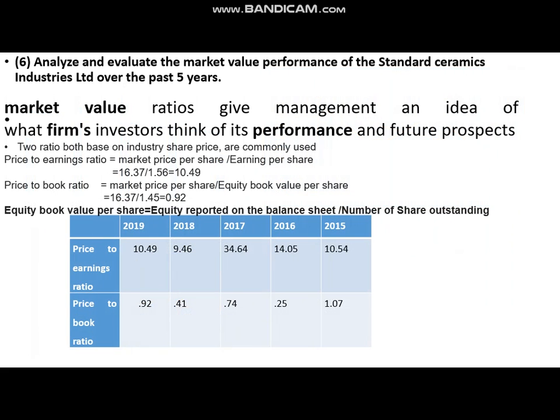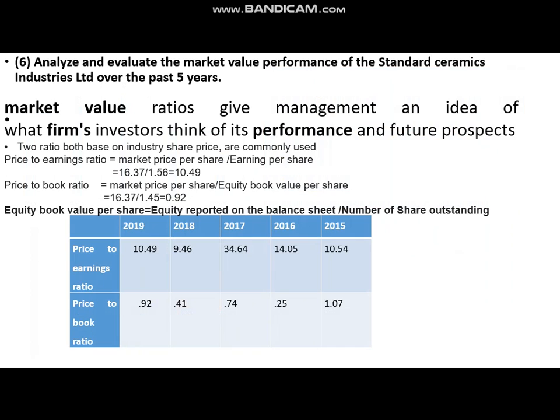Then question number 6. Analyze and evaluate the market value performance of Standard Ceramic Industry Ltd over the last 5 years. Market value ratios give management an idea of what investors think of the firm's performance and future prospects. Two ratios, both based on the share price, are commonly used: price to earning ratio and price to book ratio. Price to earning ratio equals market price per share divided by earning per share, and price to book ratio equals market price per share divided by equity book value per share.